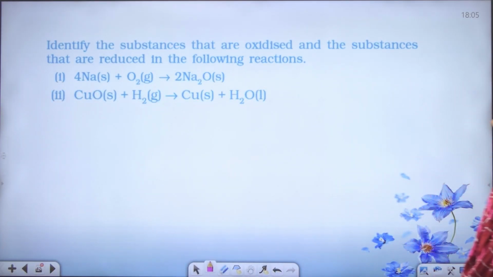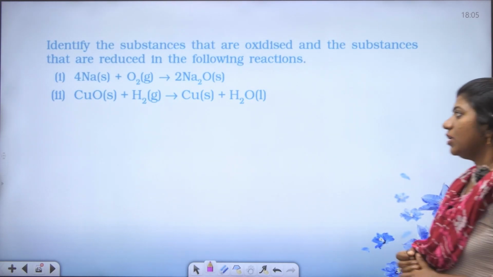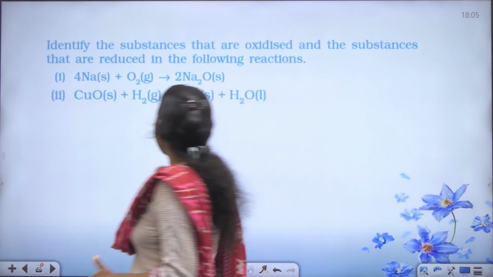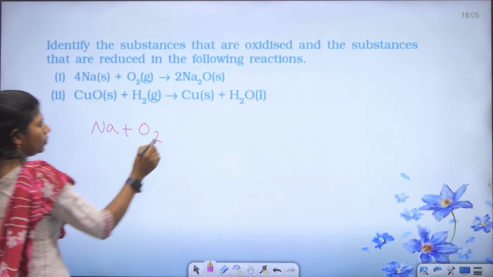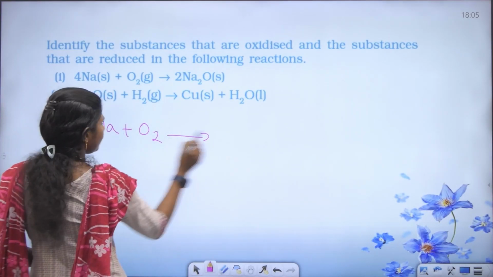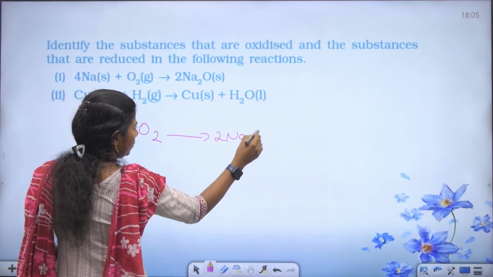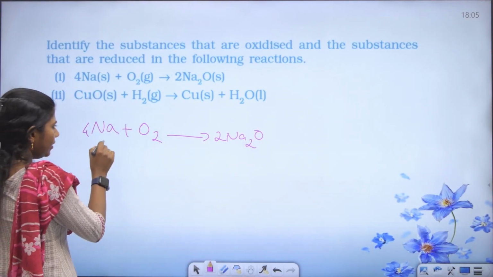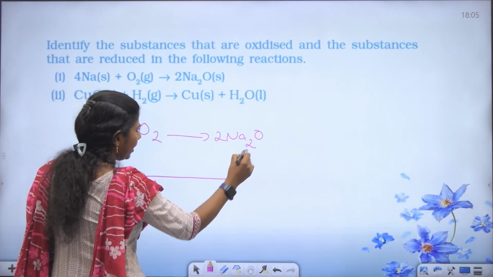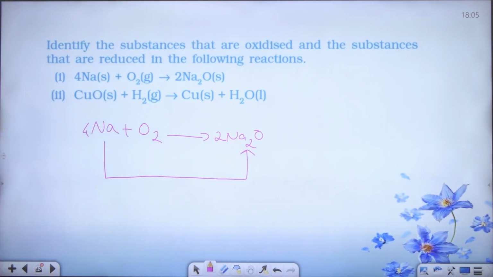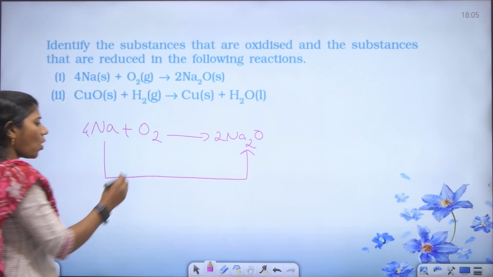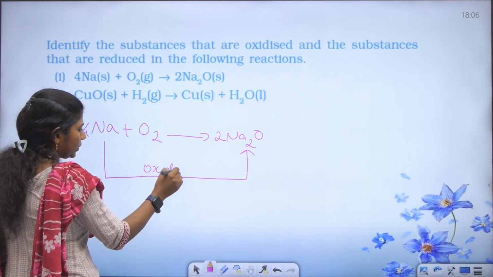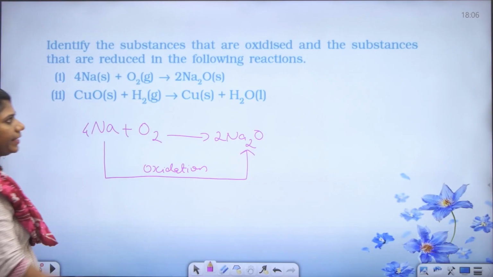Identify the substances that are oxidized and the substances that are reduced in the following reaction: Na plus O2 gives Na2O. Here sodium changed to Na2O. Addition of oxygen is oxidation. This process is oxidation.